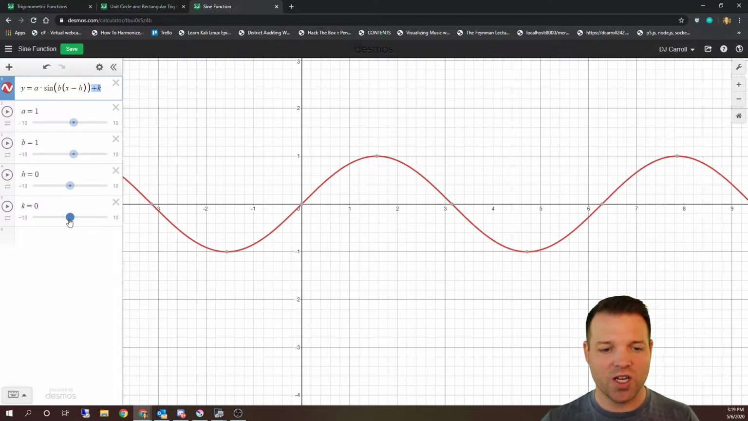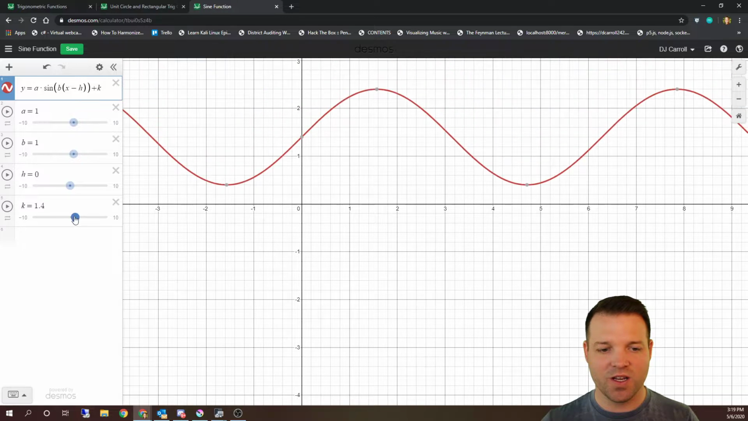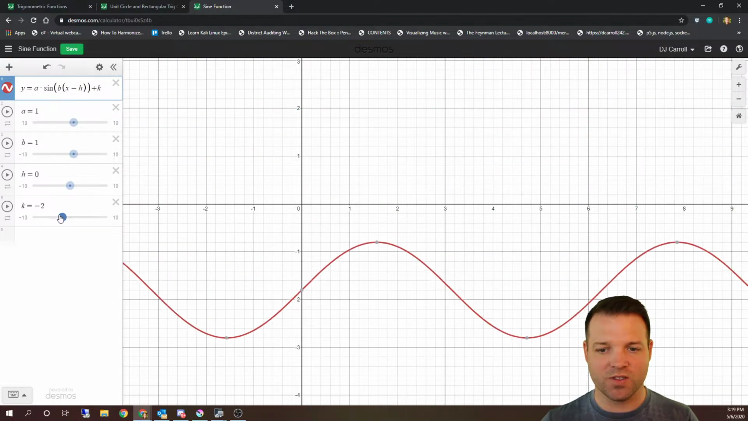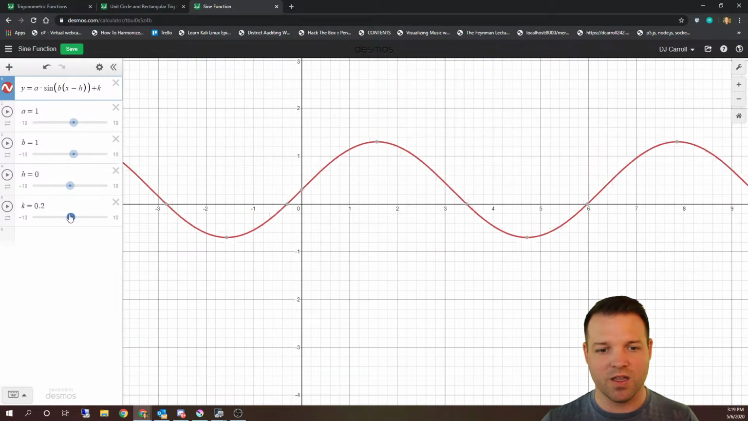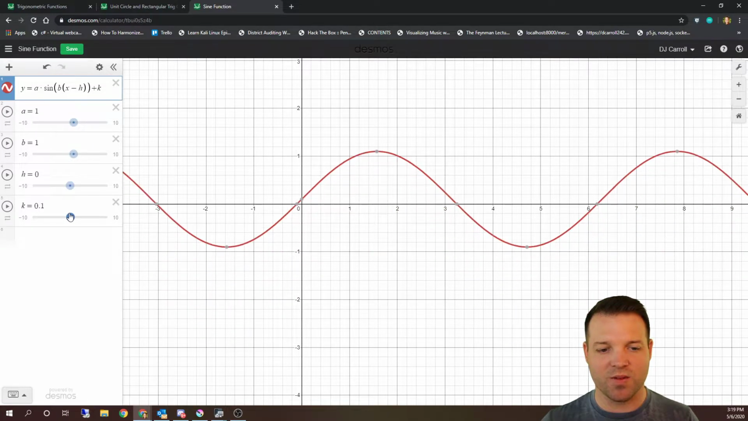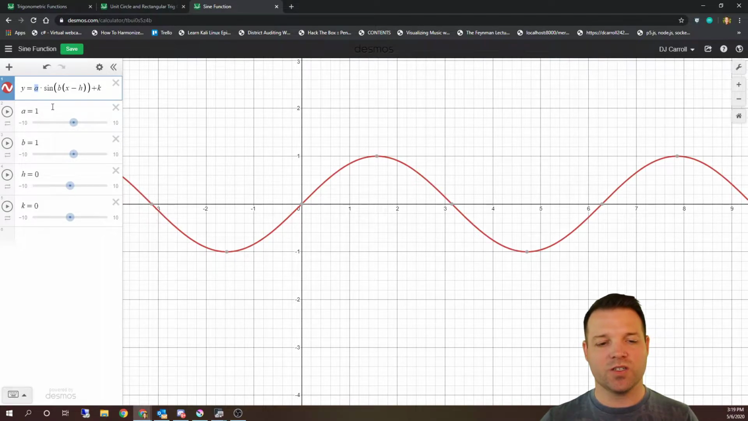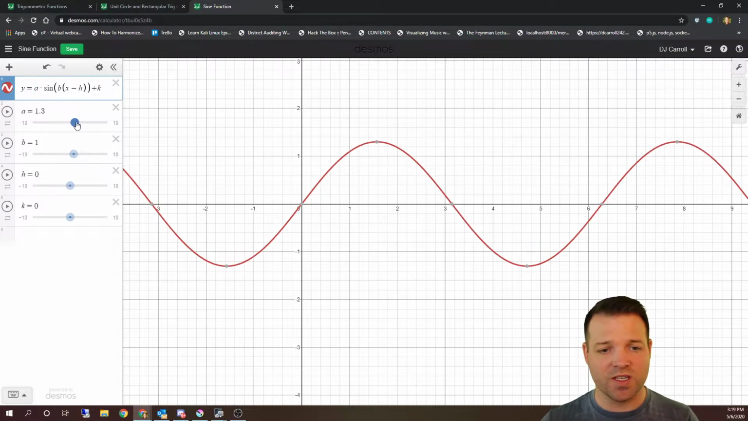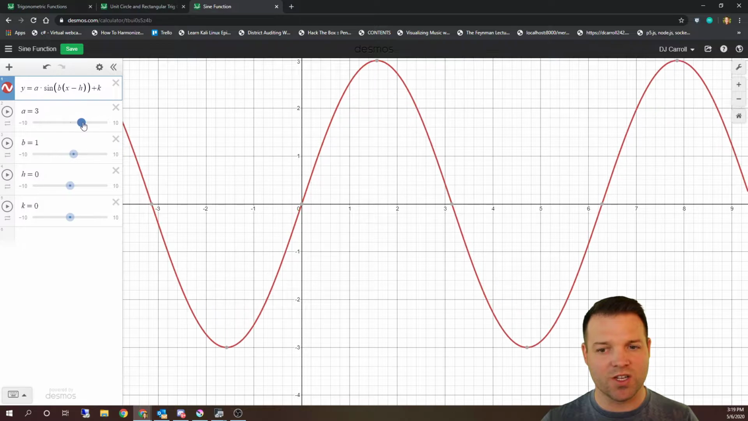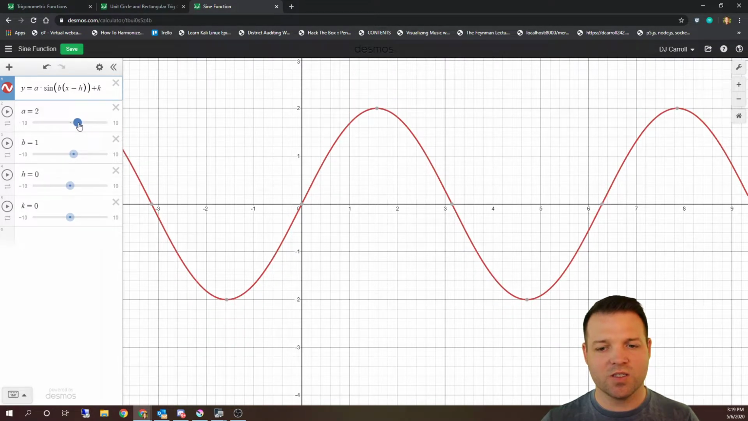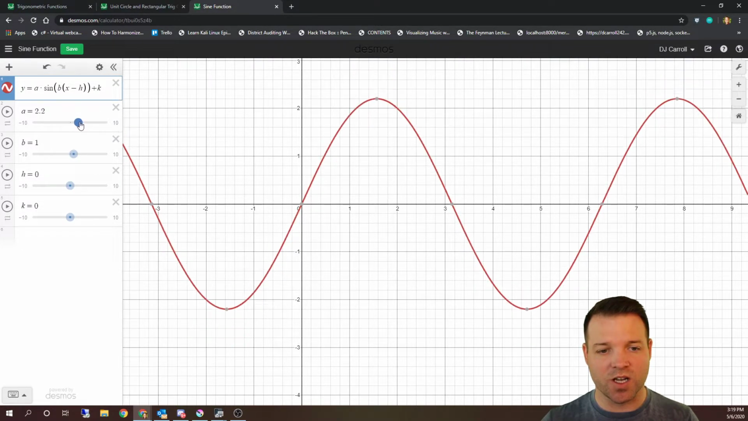If I change k and move it up, like 2, it's going to go up 2. If it goes down, it's going to move the whole thing down. So that's what k does. I'm going to reset it back to its original starting point at 0. The a value out front is very interesting. It also affects the graph vertically, as a vertical stretch or compression. As it increases, it's going to be stretched out. Actually, this measures the amplitude, which I'll talk about in a second.